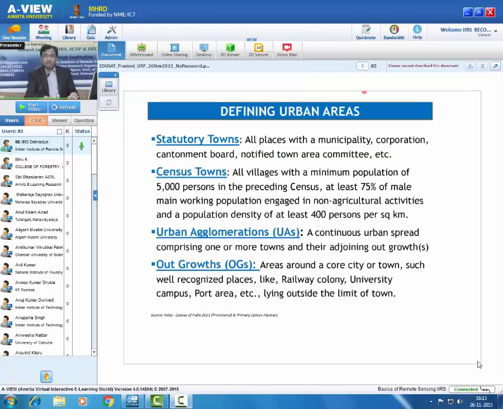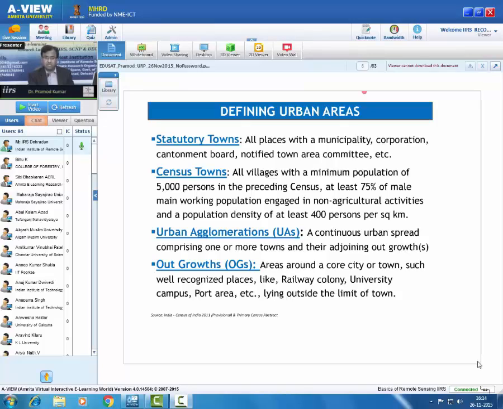Having understood the urban definition, urban areas are defined in four categories. There may be statutory towns, census towns, urban agglomerations or outgrowths. Statutory towns are all places where a municipality, corporation, cantonment board, notified area town committee, etc. are in existence. Census towns are those towns where such nomenclature is not in practice and where the minimum population is 5,000, as seen in the previous slide, 75% of the male population is engaged in non-agricultural pursuits, and the density is at least 400 persons per square kilometer.